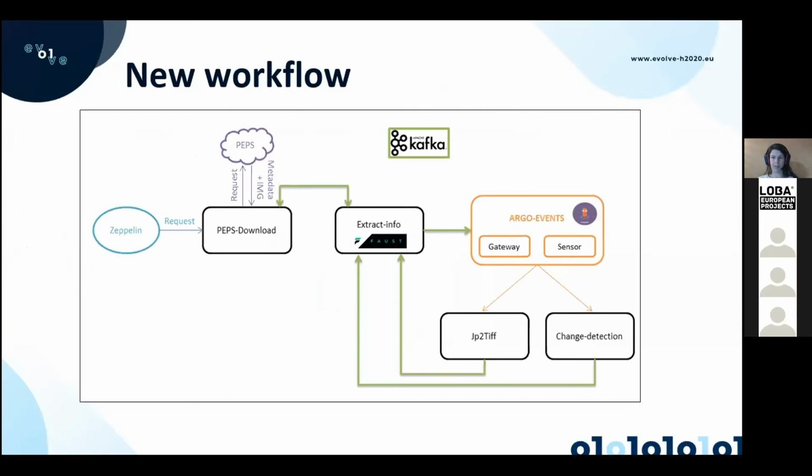So what we presented to you was the pipeline at month 18 of the project. Since then, the pipeline has already been modified. You can see the new pipeline here, and the big change is that the JPEG to TIFF pod is not permanent anymore and is called by Argo Events, like the change detection module.